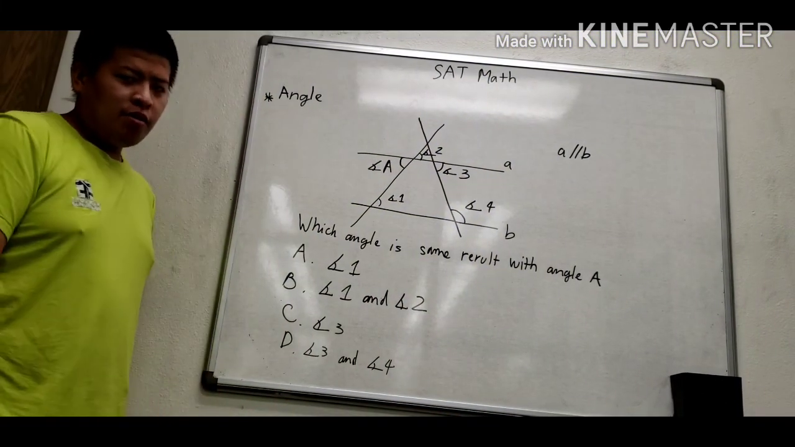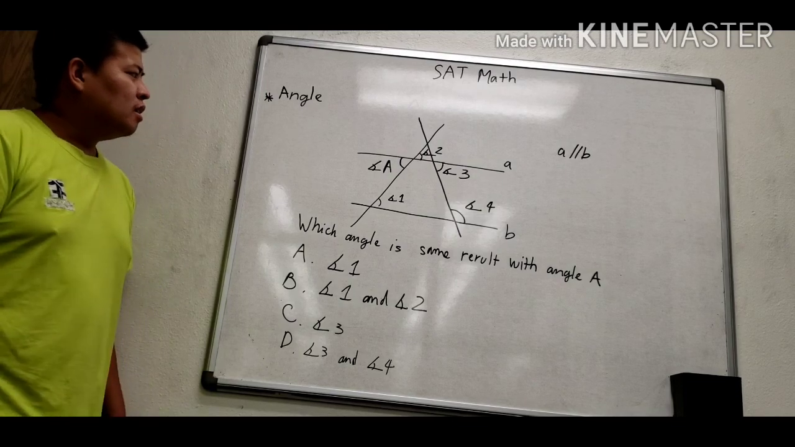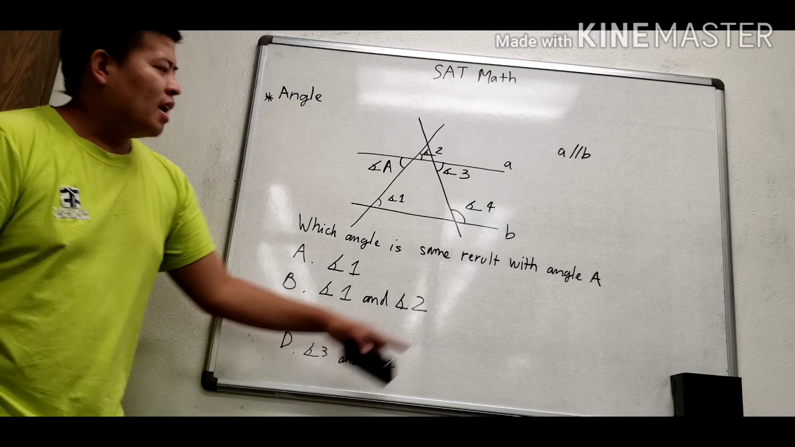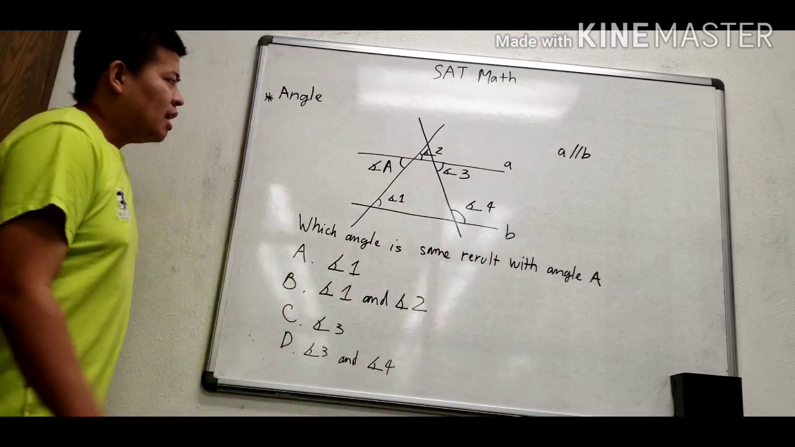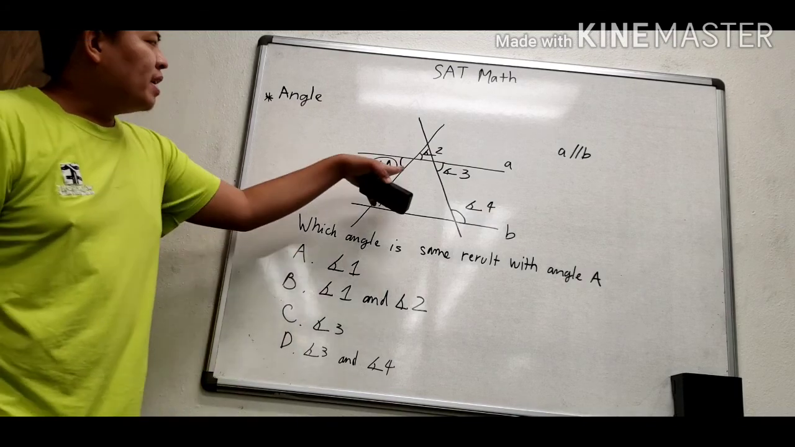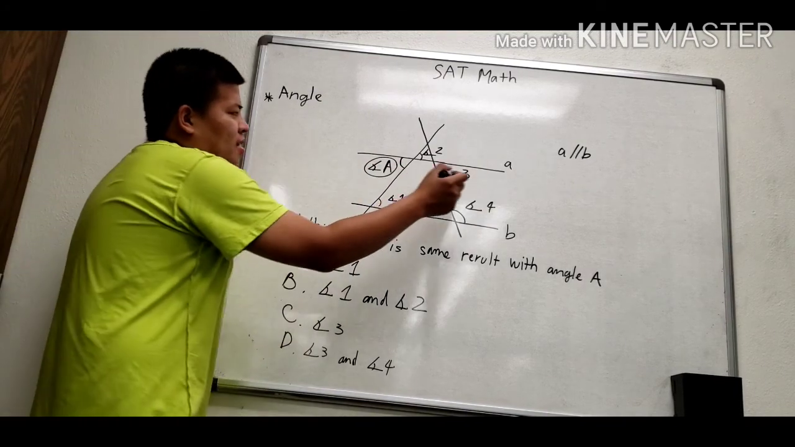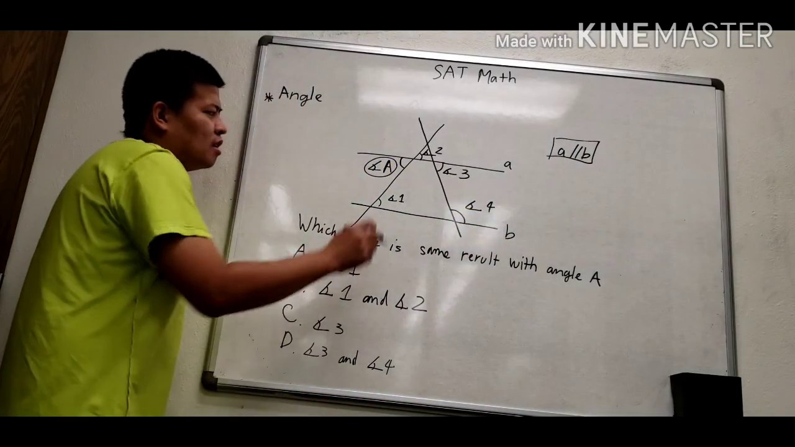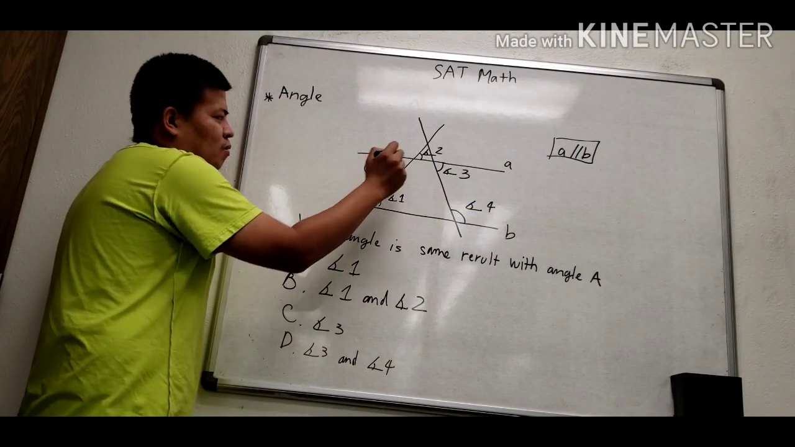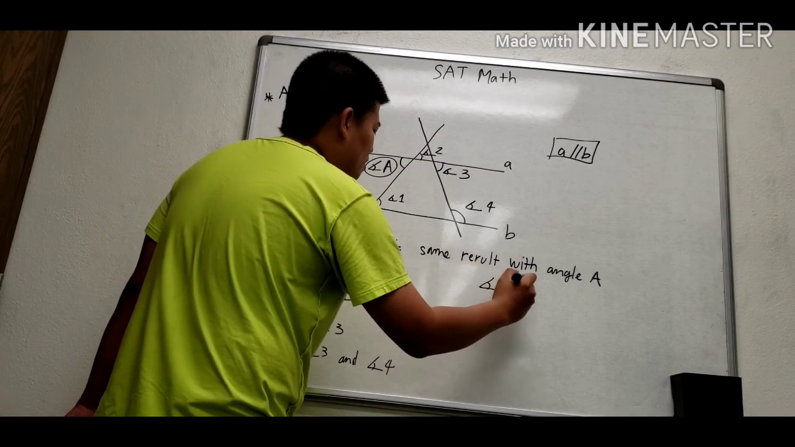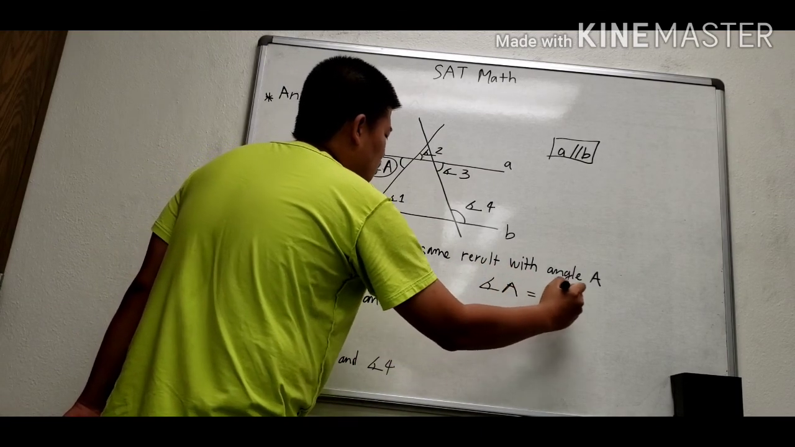So now I will use a real SAT math question. Which angle has the same result as angle A? We can say that angle A, and A and B are parallel together. So angle A is on the opposite side of angle number 2, so angle A will equal angle number 2.